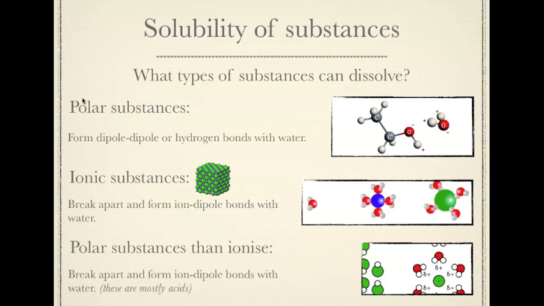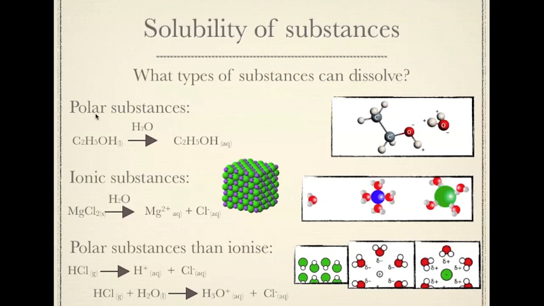So how can we actually show these three types of dissolving in chemical equations? I'm going to use the same examples I've used here, so ethanol, sodium chloride, and hydrochloric acid, to show the difference in equations between these three substances. And here they are. Polar substances, when they dissolve, as I said before, don't break apart. They just become aqueous, dispersed within the water themselves. So we might start off with ethanol over here, which is a liquid. Pure ethanol is a liquid at room temperature.